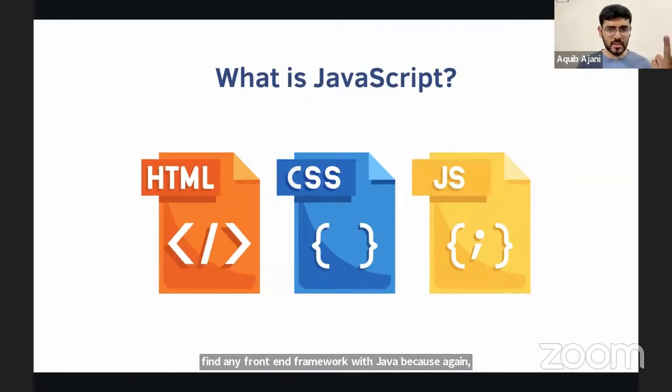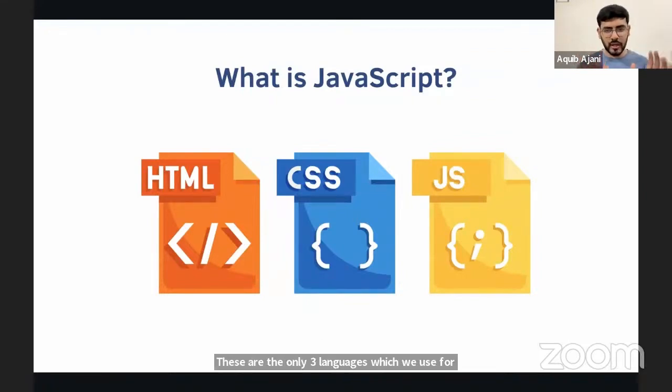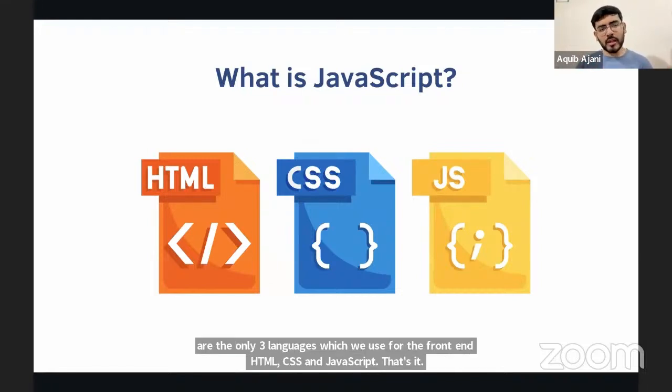because again, like we discussed earlier, the browser only understands HTML, CSS, and JavaScript, which is why no matter what you do for the backend, for front end, you don't have a choice. These are the only three languages which we use for the front end. HTML, CSS, and JavaScript. That's basically what we have, right?